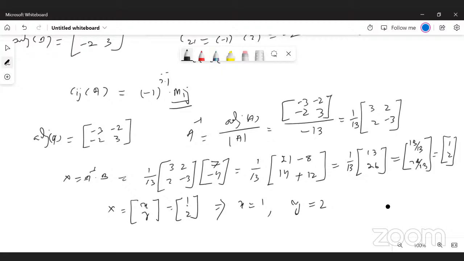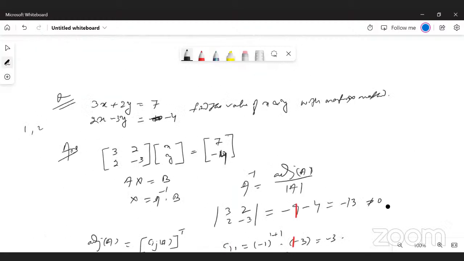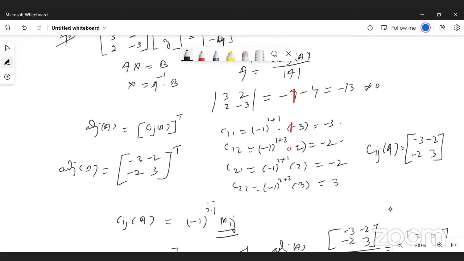You can cross check it by putting inside the equation. Any equation we put here, you can check it. So x equals 1 and y equals 2. Putting it in, 3 into 1 is 3, 2 into 2 is 4, and 4 plus 3 is 7, right?